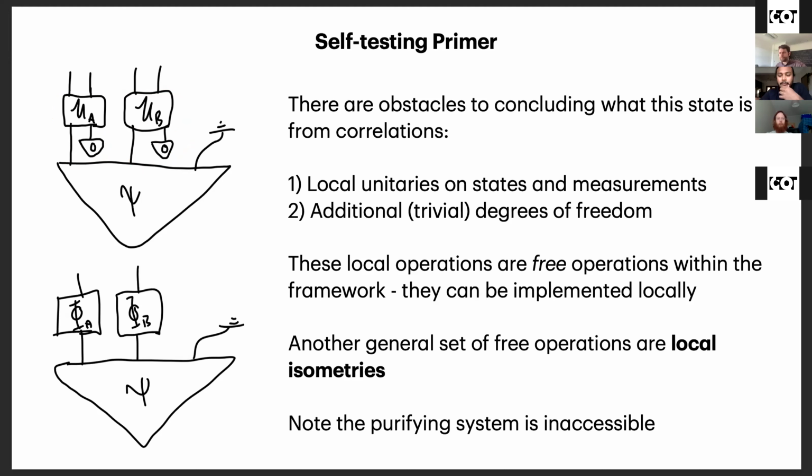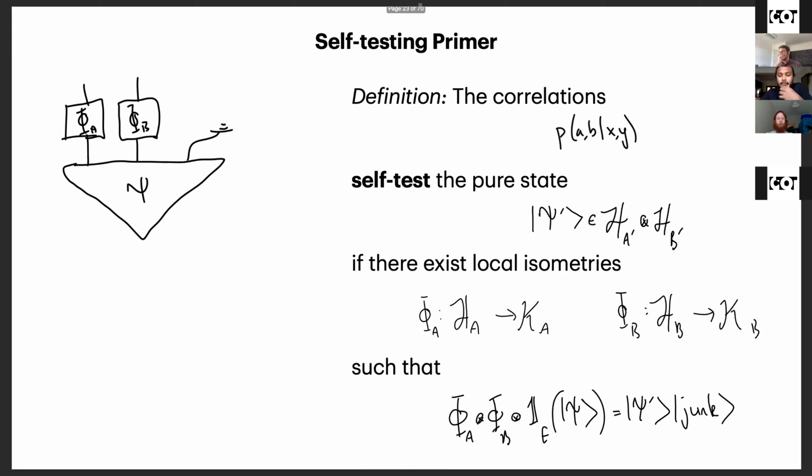An important thing to point out at this point is that this purifying system isn't touched, because it's external to what's inside the devices. So there's nothing acting on this purifying system. It's inaccessible to the experiment.